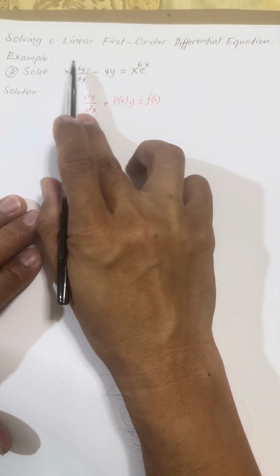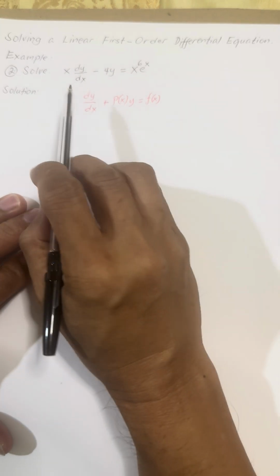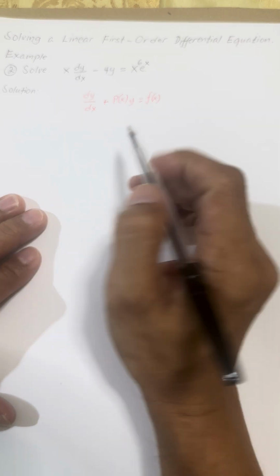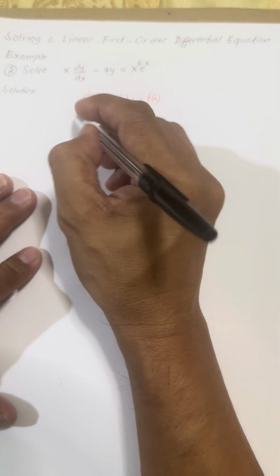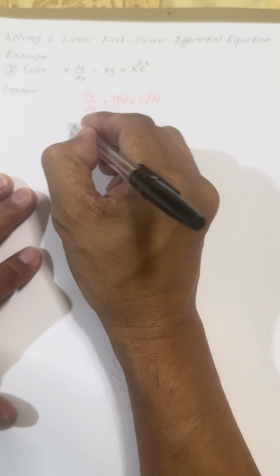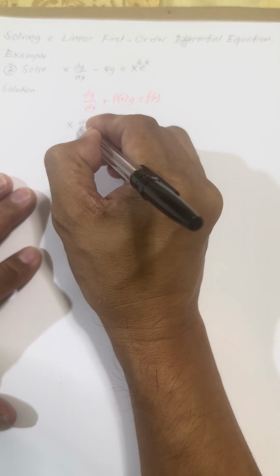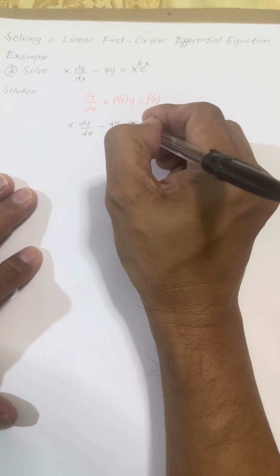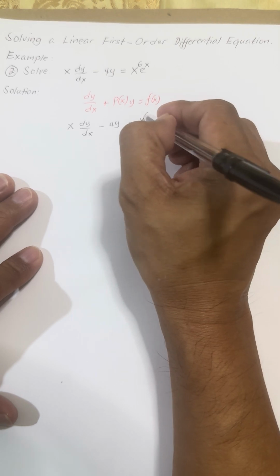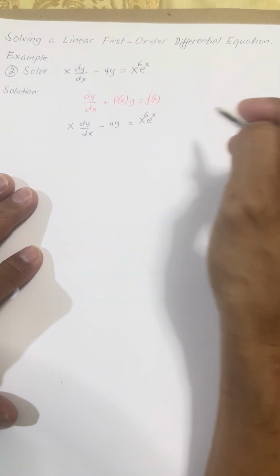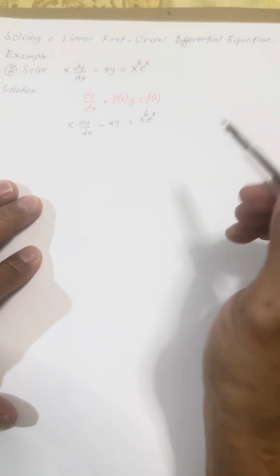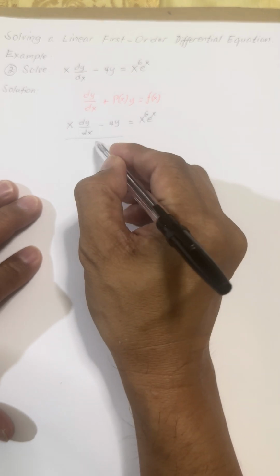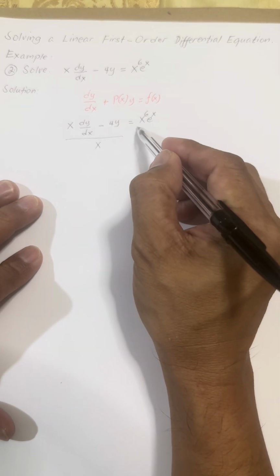So let's make this equation like this. How? We are going to remove this x, the coefficient of dy over dx. To remove that, we need to divide both sides. So first, let's rewrite the given: x times dy over dx, then minus 4 times y equal to x to the 6th power times e to the x power. Then after that, to remove this, we have to divide both sides. So let's divide both sides by x.